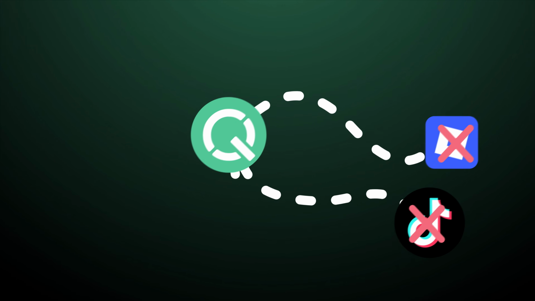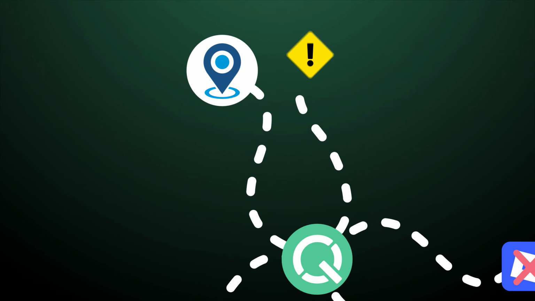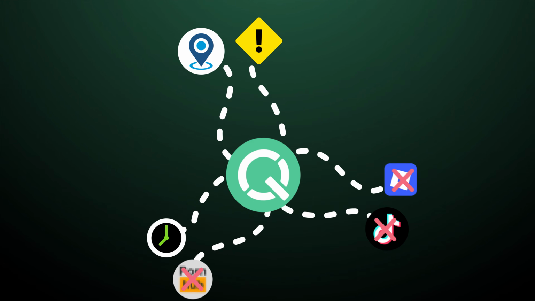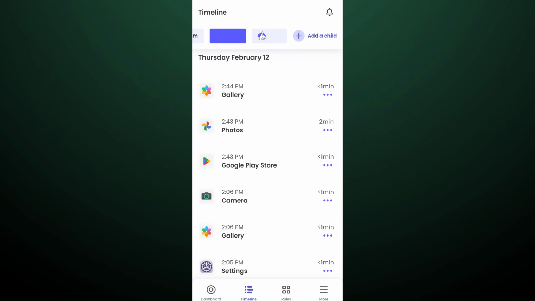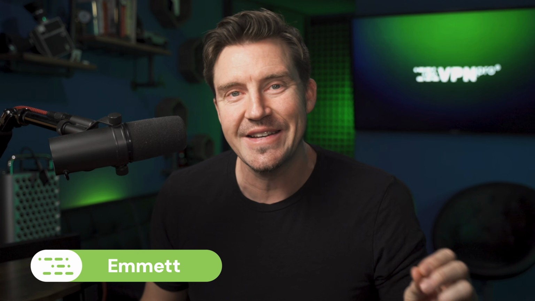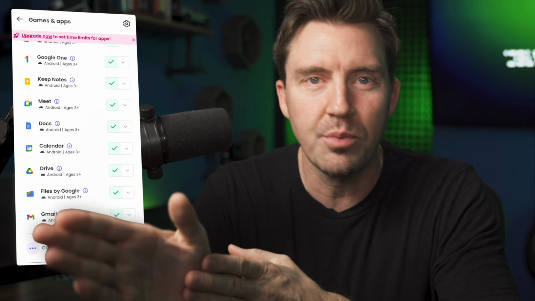A parental control app that can block apps, filter adult content, manage screen time, track your child's location, and even send emergency alerts sounds great. And setting all that up really isn't as complicated as you might think. Now, to help make it even easier, today I'm going to show you how to use Qustodio parental control from installation and activation to using all the premium features.